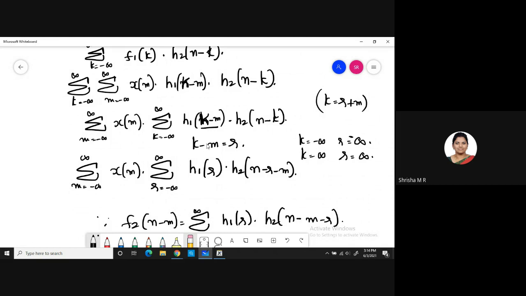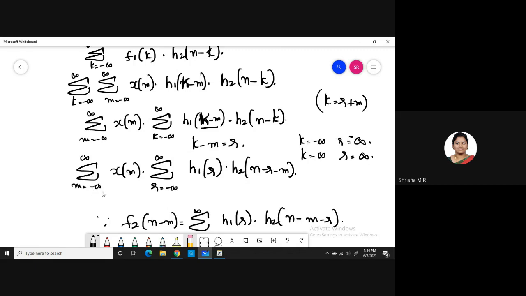Minus infinity minus m, r will be minus infinity itself. If k is equal to plus infinity, it will be infinity minus m, so r will be plus infinity itself. Okay. So we are substituting the lower limit and upper limit in place of k and trying to get the new variable limits. So we have the same limits, minus infinity to infinity only.